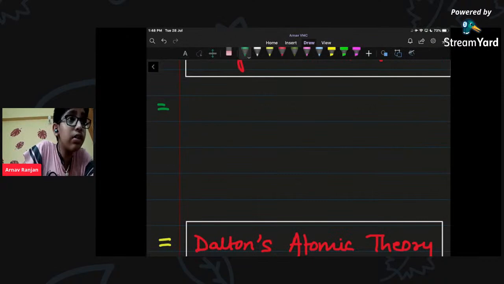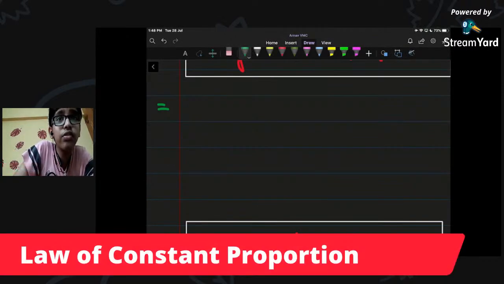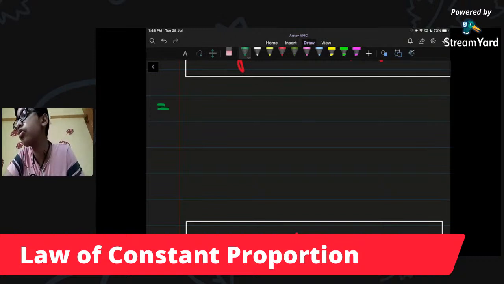This is law of constant proportion. As you can see in the screen, it's showing law of constant proportion.